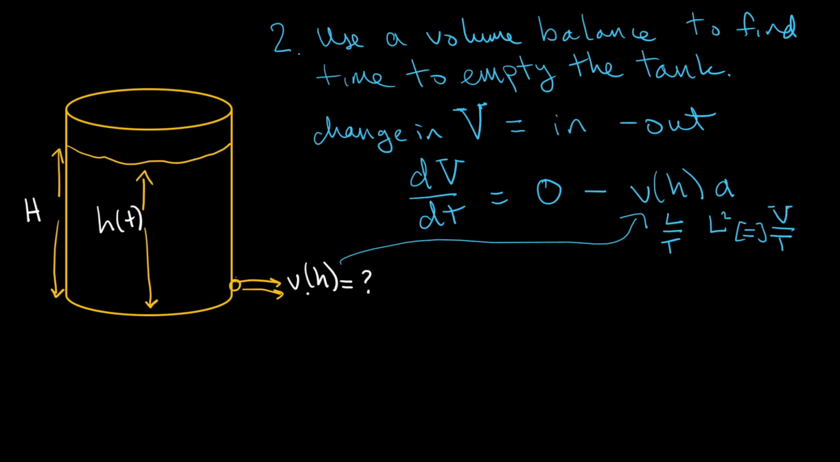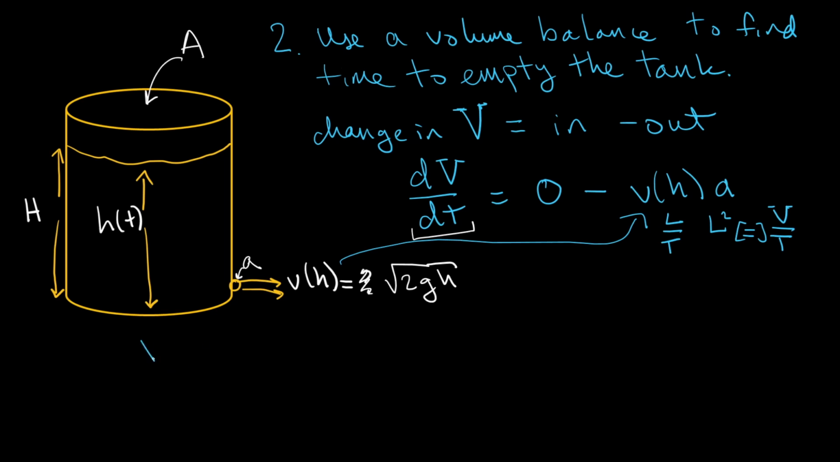Now we said earlier that our velocity is a function of h, and that it was equal to the square root of 2gh. So what we'd like to do is rewrite this expression right here in terms of h. So let's say that we have a cross-sectional area up here of capital A and a cross-sectional area over here of little a. That's what we decided earlier.